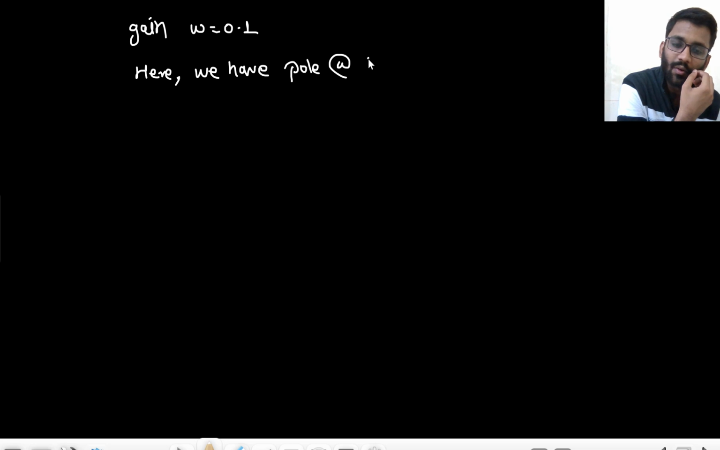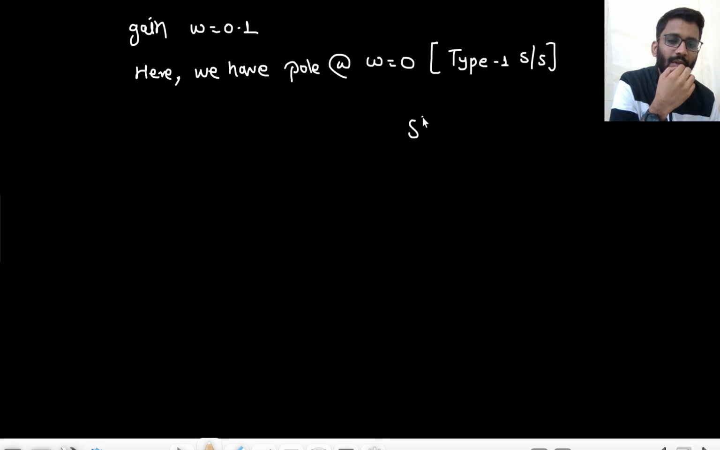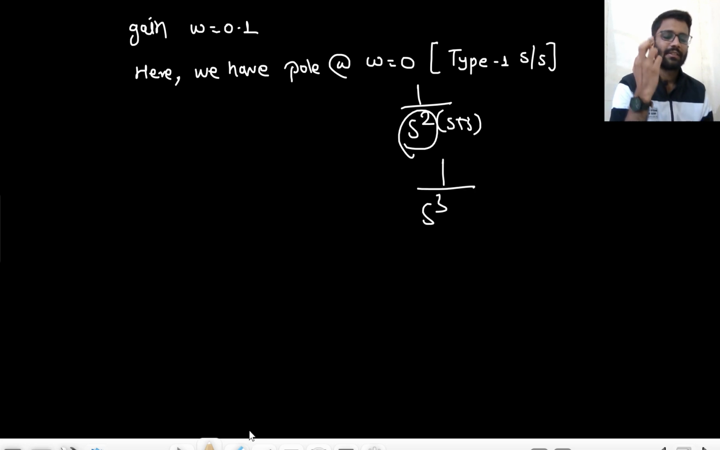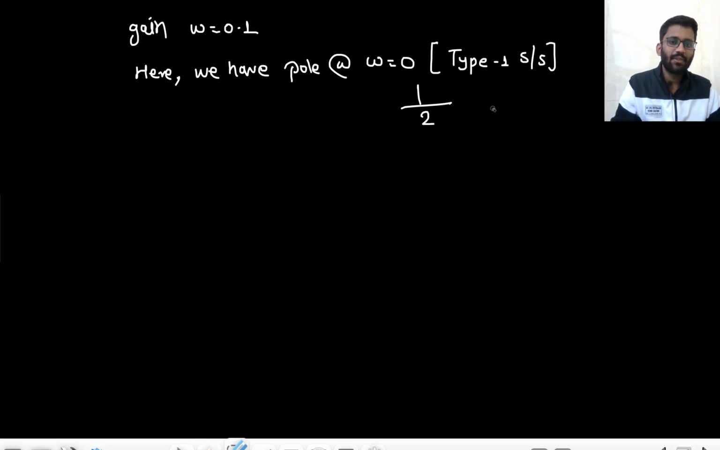So I will write it on the next page. Gain at omega goes to 0.1. Here we have a pole at omega equals to 0. This is known as a type 1 system. If you are having two poles at omega equals to 0, then it is type 2. If it was like this, it was type 3. The number of poles here are 3, but s square is there, so it is type 2. So this system is known as a type 1 system.